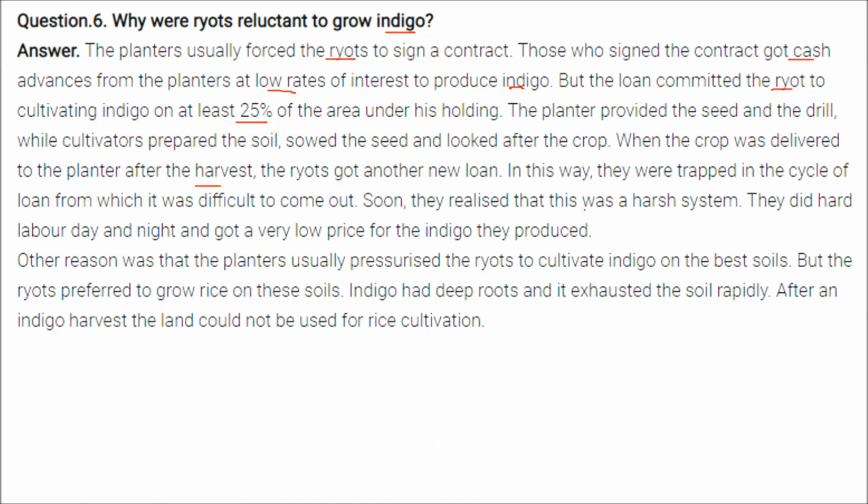And they realized soon that this was a harsh system. They did hard labor day and night, and got a very low price for the indigo they produced. And the other reason was that the planters usually pressurized the ryots to cultivate indigo on the best soils. But ryots preferred to grow rice on these soils. So indigo had deep roots and it would exhaust the soil fertility rapidly. And after an indigo harvest, the land could not be used for rice cultivation.